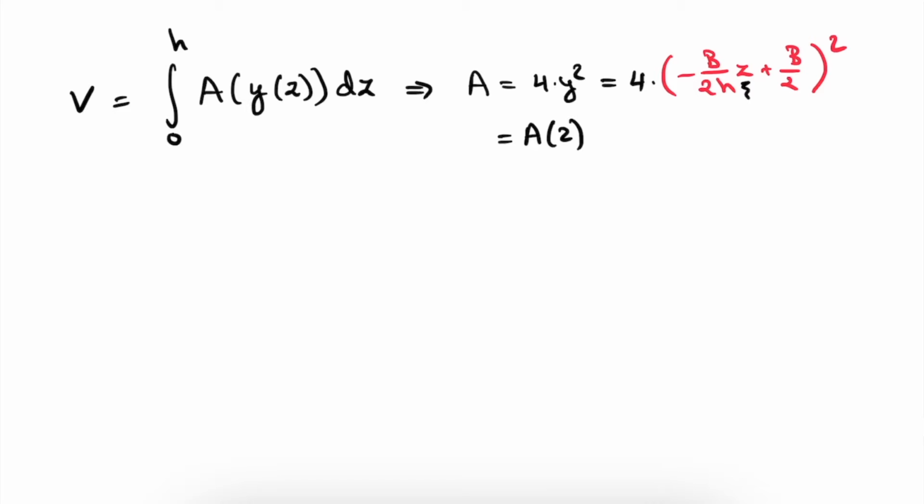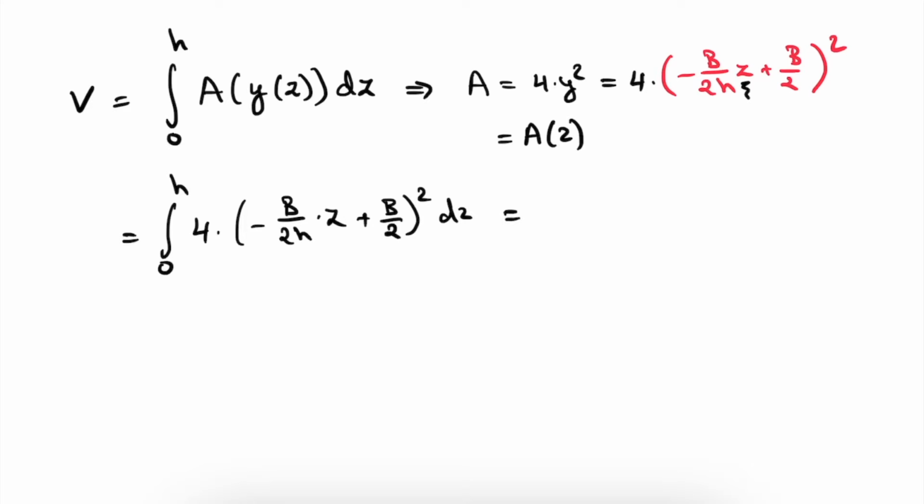And now we can simply calculate this integral. So this simply becomes equal to the integral from 0 to h of 4 multiplied with minus b over 2h times z plus b over 2 squared dz. And this is now a simple one-dimensional integral which we can solve. We can first rewrite this by putting the b over 2 outside of these brackets. And don't forget that we need to square this. So what we get is b squared over 4 times 4, which is this 4 that we also put outside of the integral.